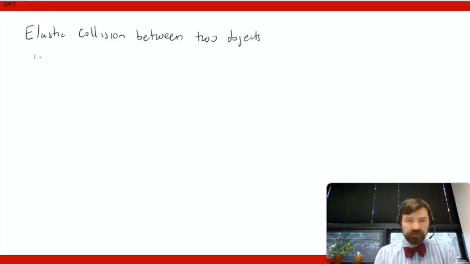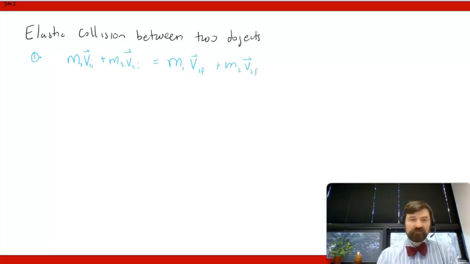So for two objects, this means that we actually have two equations. Our first equation is the momentum conservation equation, or the linear momentum conservation equation, which is going to say that m1 v1 initial plus m2 v2 initial is equal to m1 v1 final plus m2 v2 final.